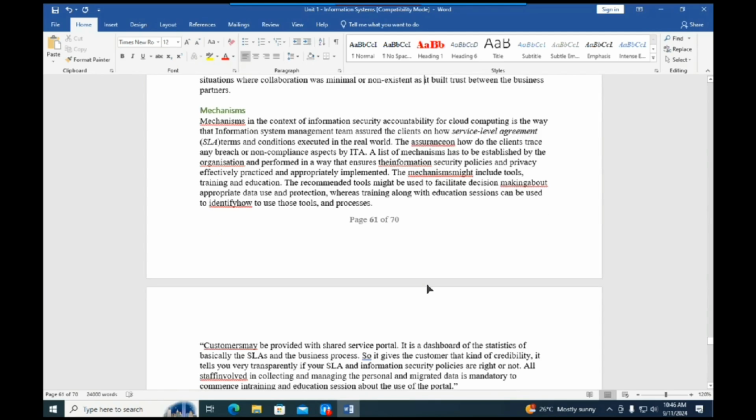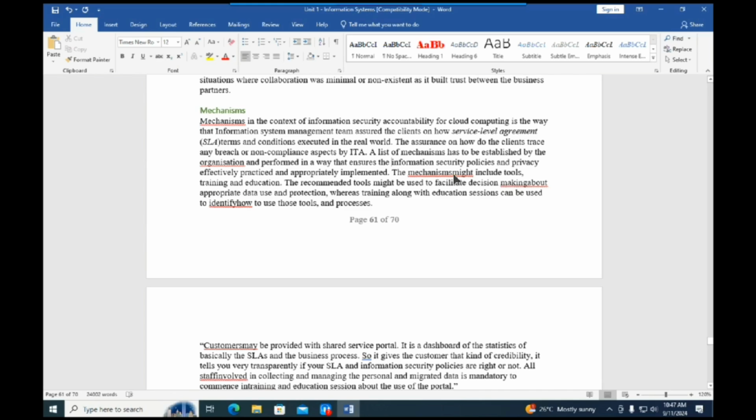We also have mechanisms. If we look at mechanisms in the context of information security accountability for cloud computing, it is the way that the information system management team assures the clients on how the service level agreement, or the SLA terms and conditions, are executed in the real world. So we are looking at the assurance on how clients trace any breach or non-compliance aspects by ETA. So we look at a list of mechanisms that has to be established by the organization, and that has to be performed in a way that ensures the information security policies and even the privacy are effectively practiced and appropriately implemented.